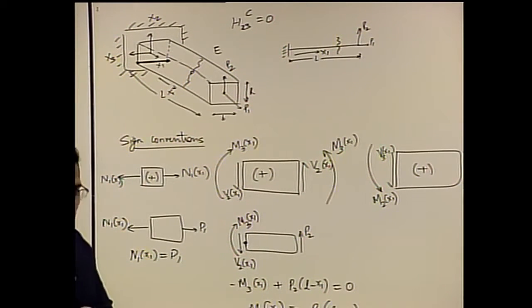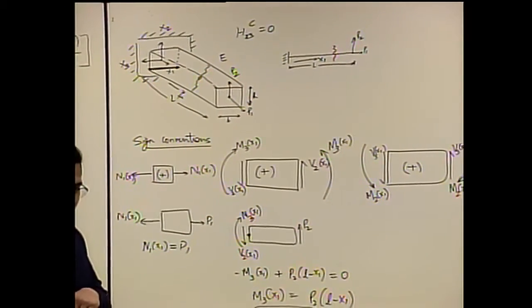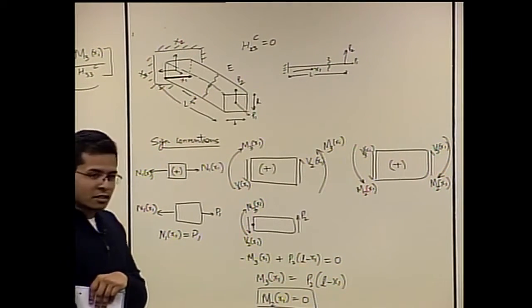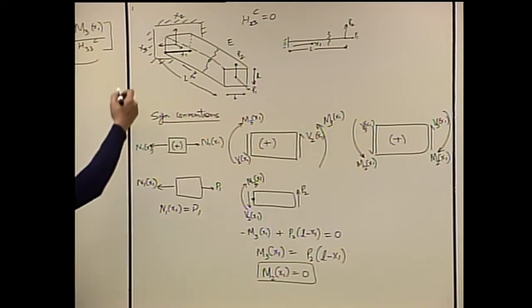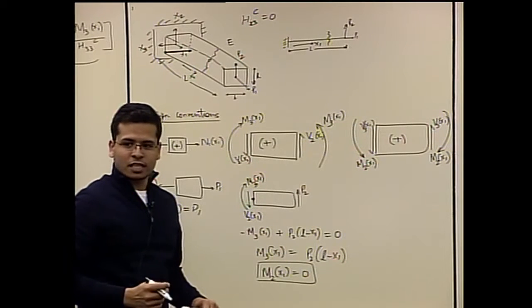So if there is no P1, there is no axial load, then what will happen? That term goes to 0. Now when we try to calculate the maximum stresses, we now have two locations, one on the top edge and one on the bottom edge. Any questions there?